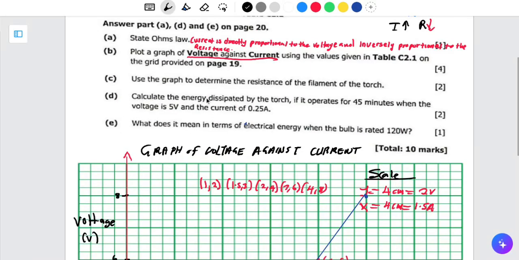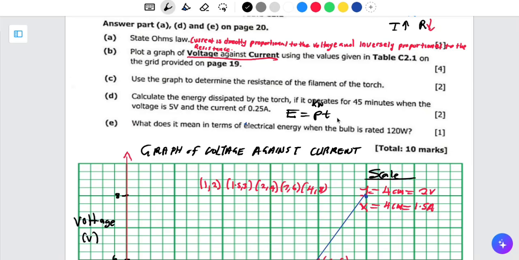Then the fourth one is saying calculate the energy distributed by the torch if it operates for 45 minutes when the voltage is 5 volts and the current is 0.25 amps. So here you need to know the formula. So energy is equal to power multiplied by time. So here the power has to be in kilowatts.